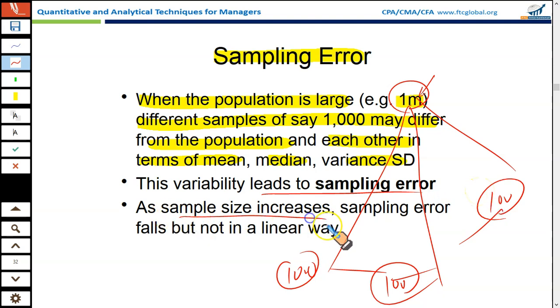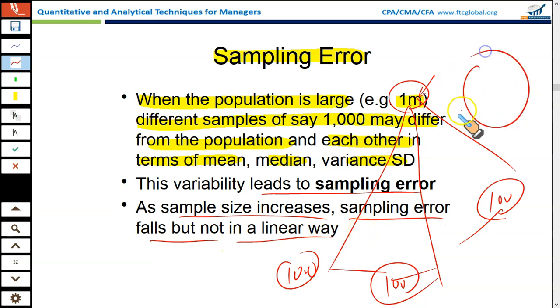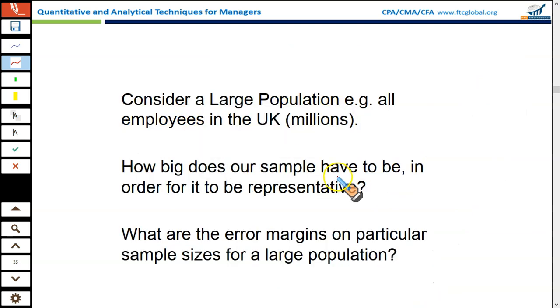As sample size increases, sampling error falls, but not in a linear way. It means as you keep on increasing the size of the sample, let's say you increase it to 10,000, then the sampling error will decrease, but not in an exact linear fashion. I will show you what it means.